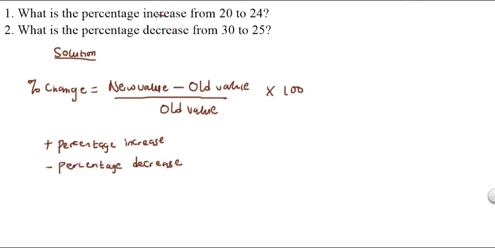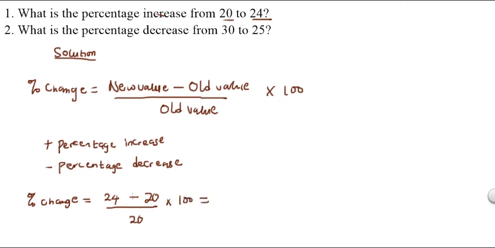So for this question, we are told that we have an increase from 20 to 24, and finally we are calculating the percent change. The new value here is 24, so I'll simply plug in 24 for the new value. This will be 24 minus the old value, which is 20, divided by the old value, which is still 20, times 100.